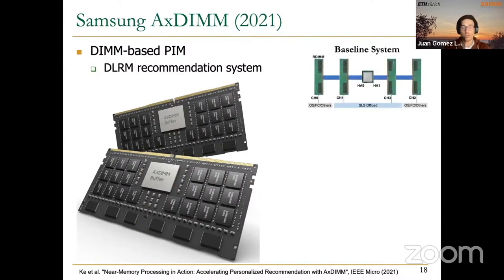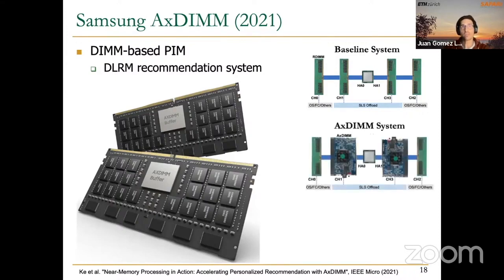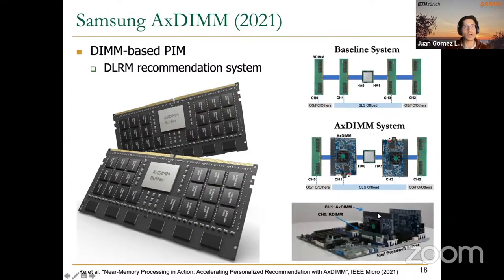And they have shown pretty good, interesting results for recommendation systems, where they compare a baseline system with an AxDIMM system where some of the original DRAM DIMMs have been replaced with these AxDIMMs with processing capabilities. And here you see a picture of this prototype that they use for their study and analysis.